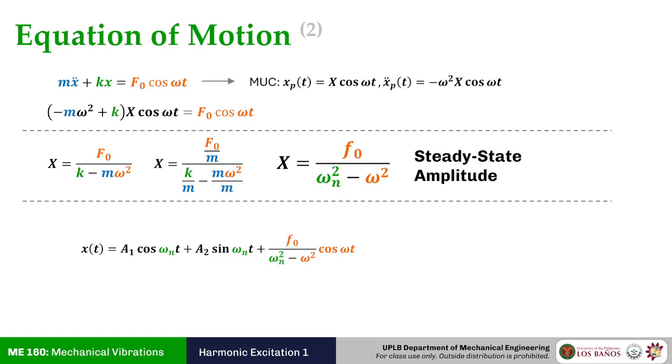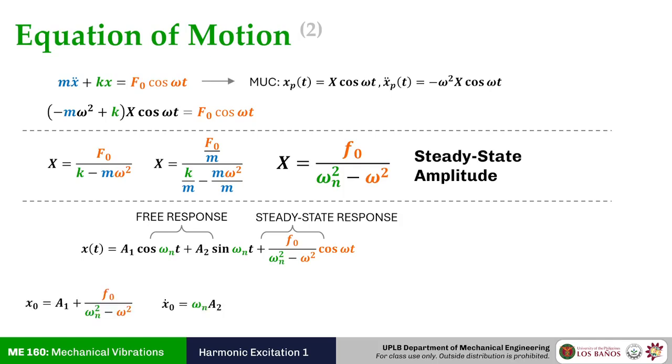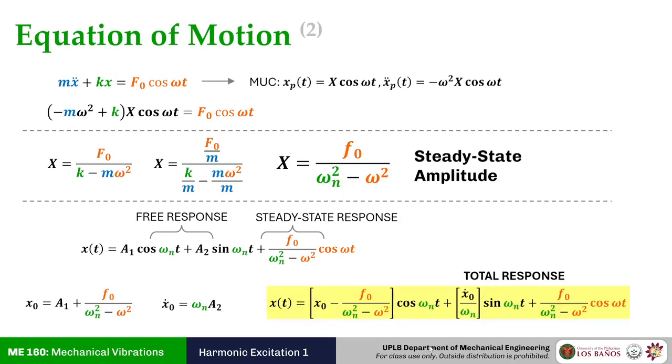So here is the total response. There's a free part and there's a steady state part. Now, in order to get A1 and A2, in this case, we of course go to initial conditions. Assuming they're not zero, we can derive them. By substituting this back into the general equation, we finally get the proper definition. So this is the total response of your system. You have three terms if all initial conditions are non-zero.